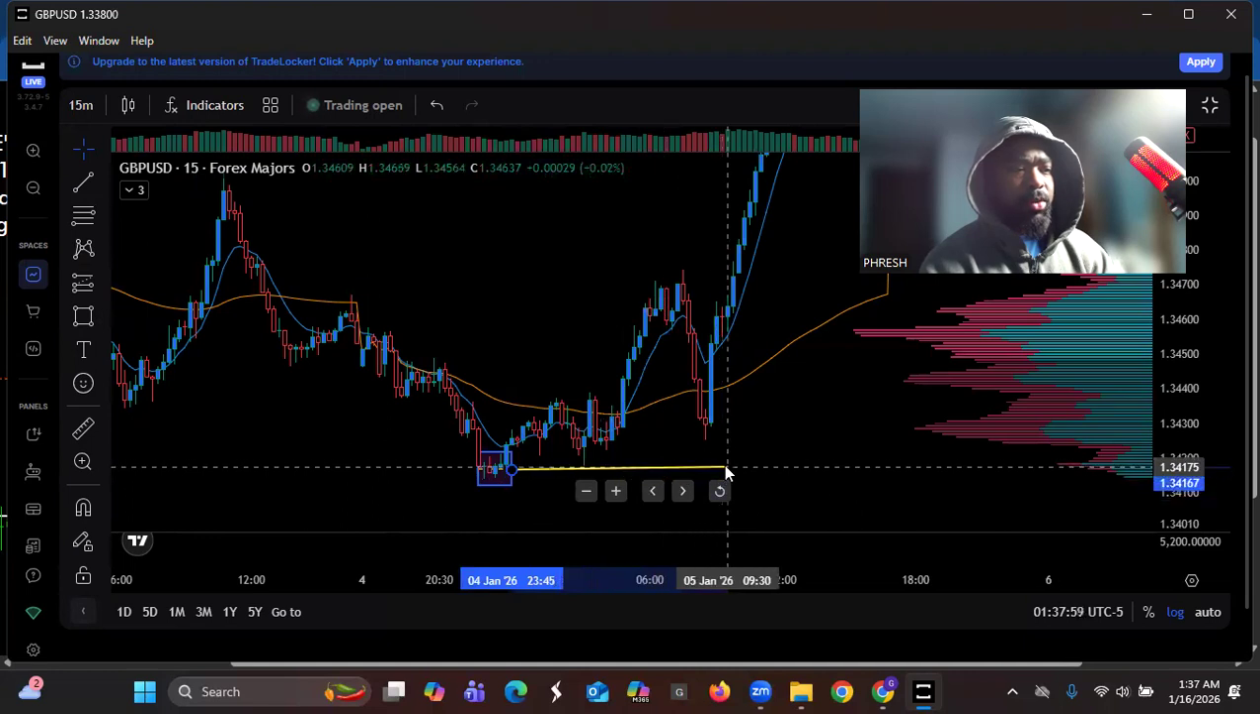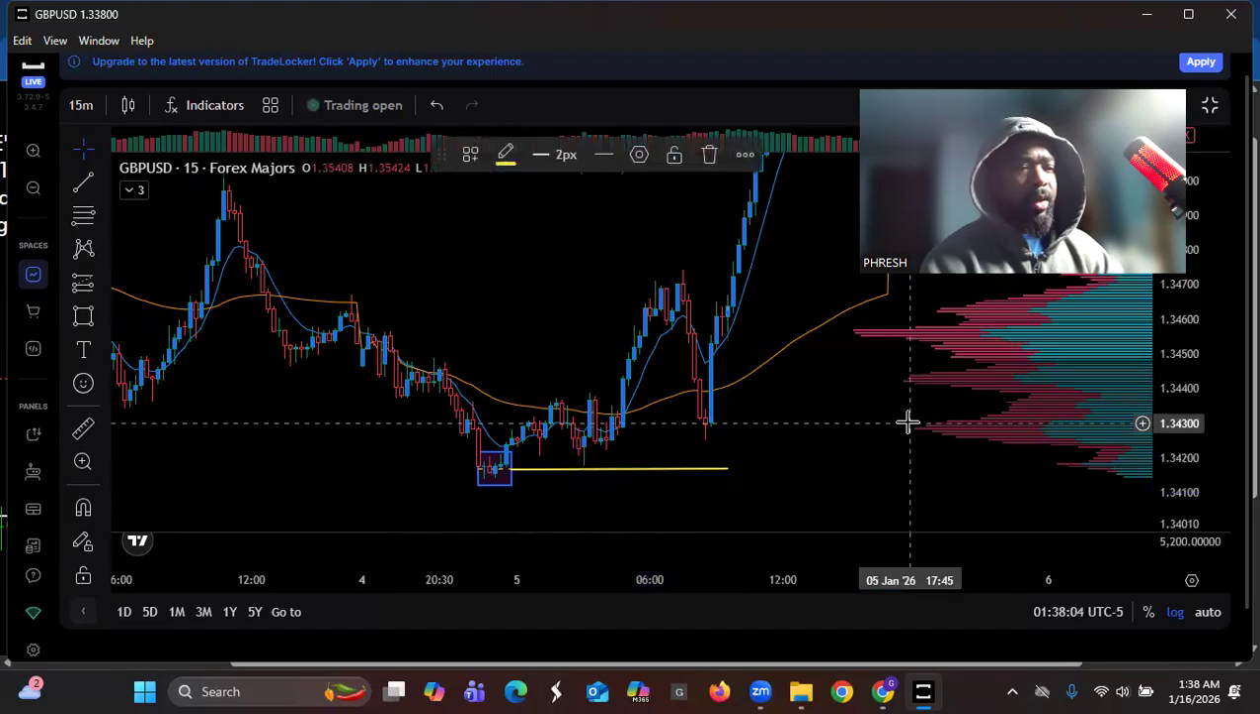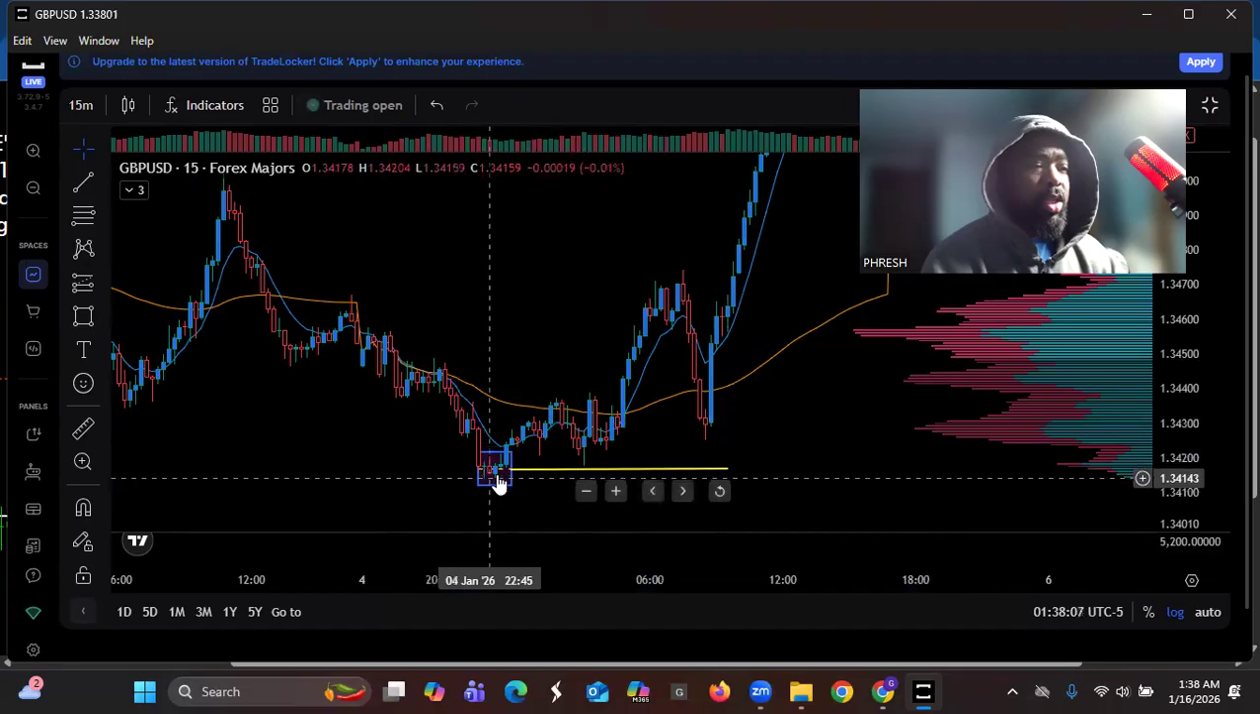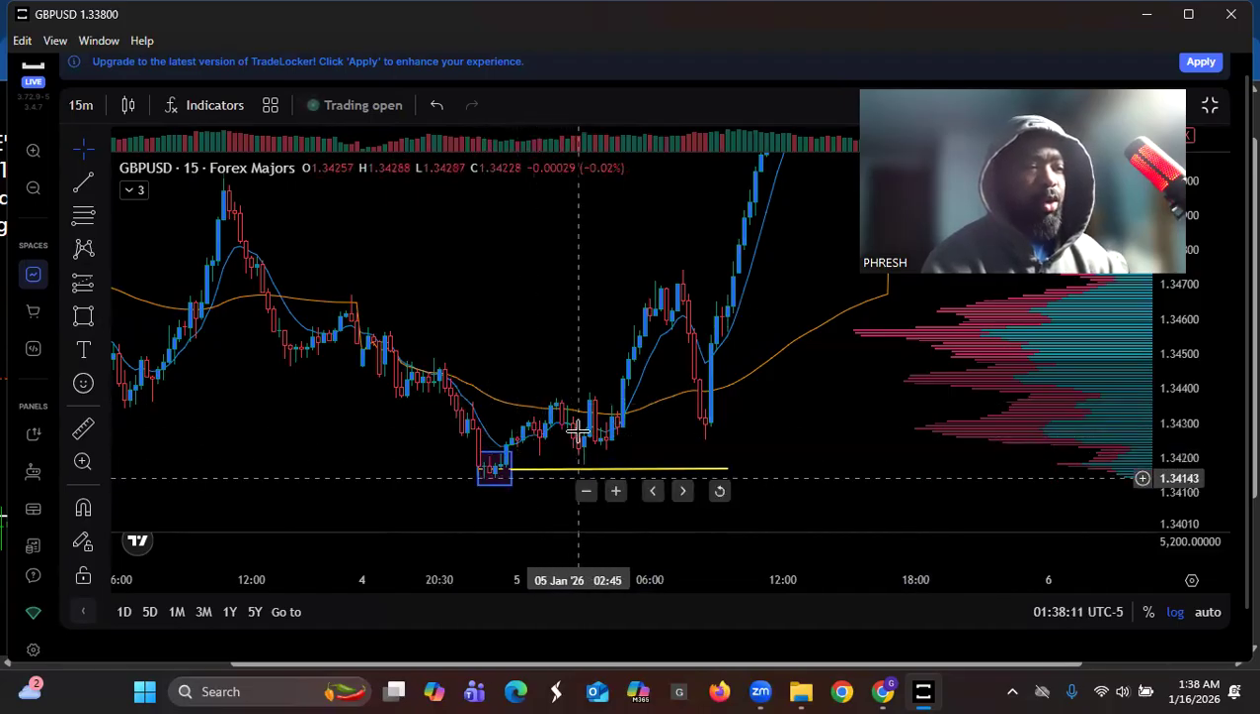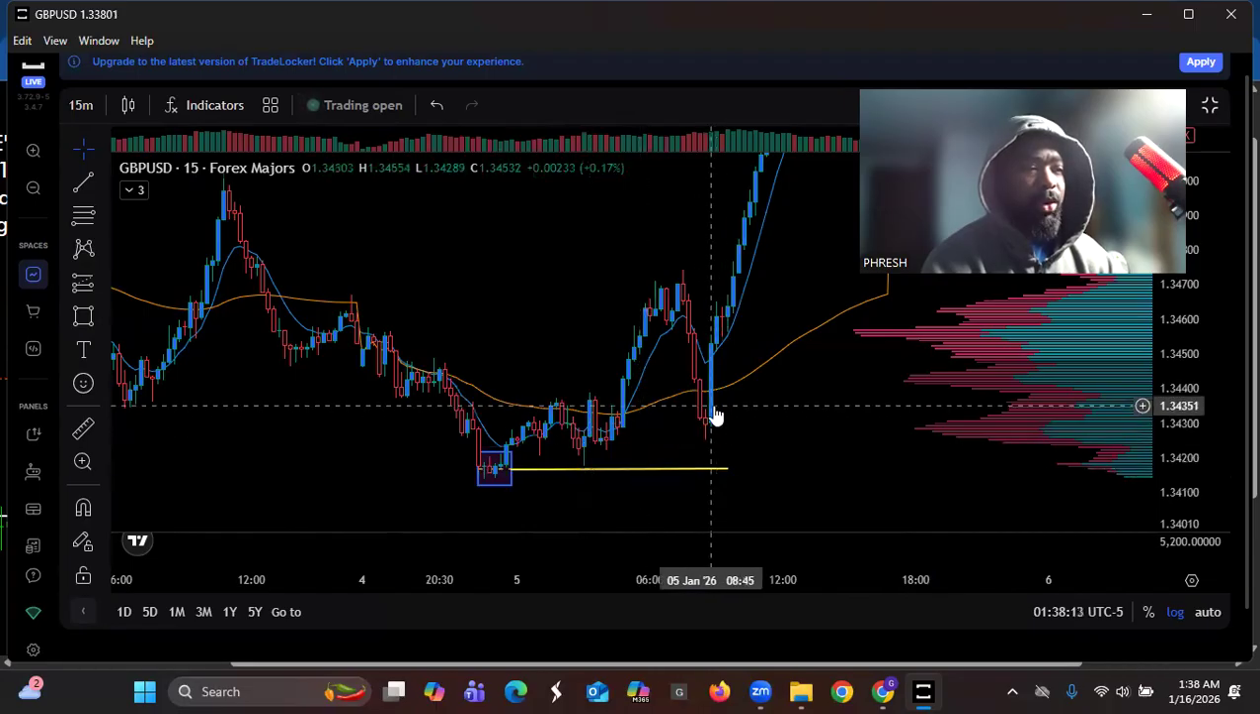Try to make it as straight as you can. This always frustrates me. I sit here for a minute and make sure it's perfect. Boom. I got OCD. All right. You see when it broke out, it stayed above. Look at the wicks. The wicks are showing you a failure to go lower, a failure to go lower, a failure to go lower.